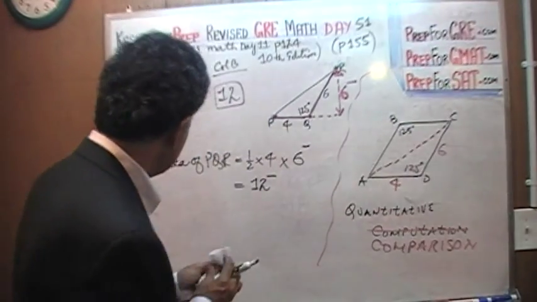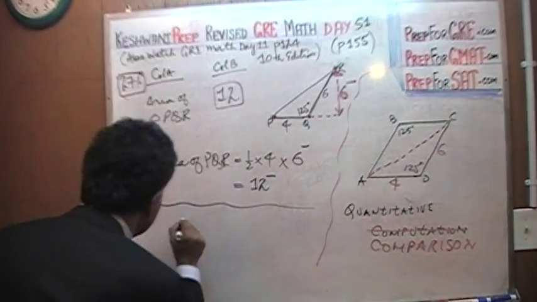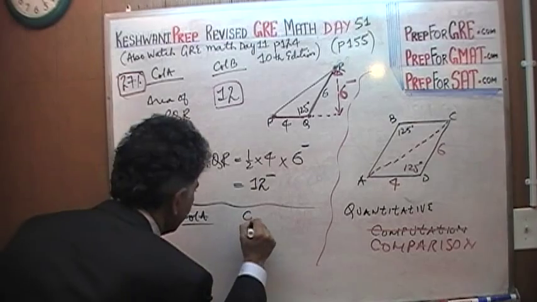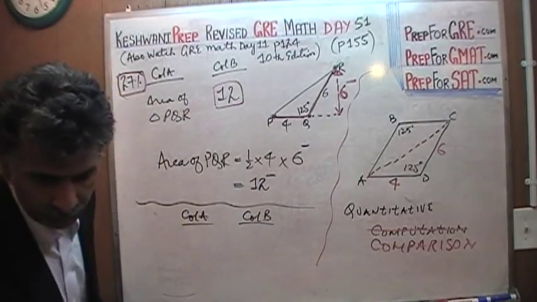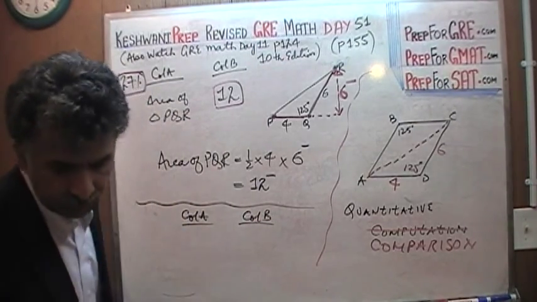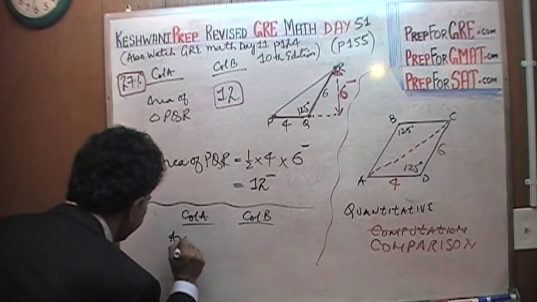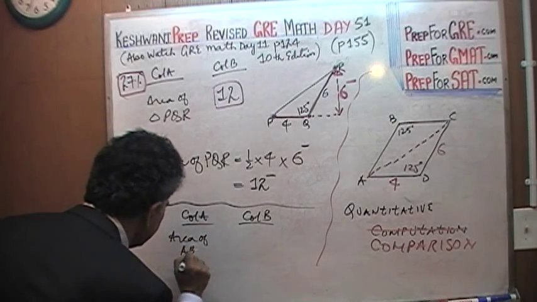And therefore, the problem that is given to us is column A, column B. In column A, they ask us for the area of ABCD.